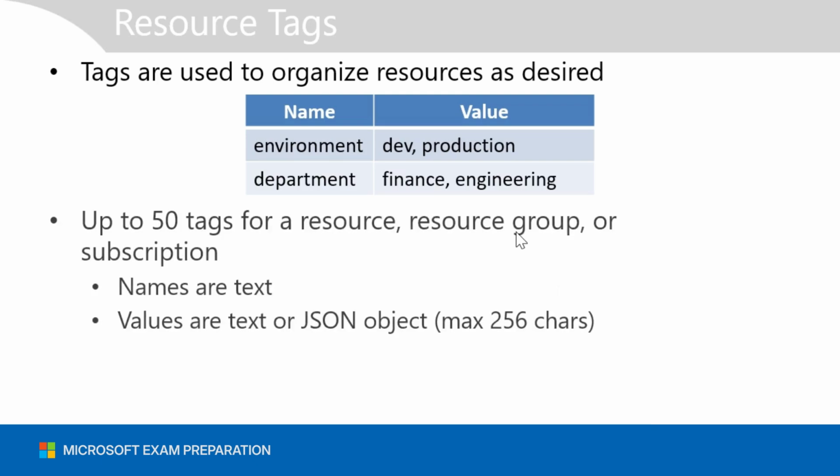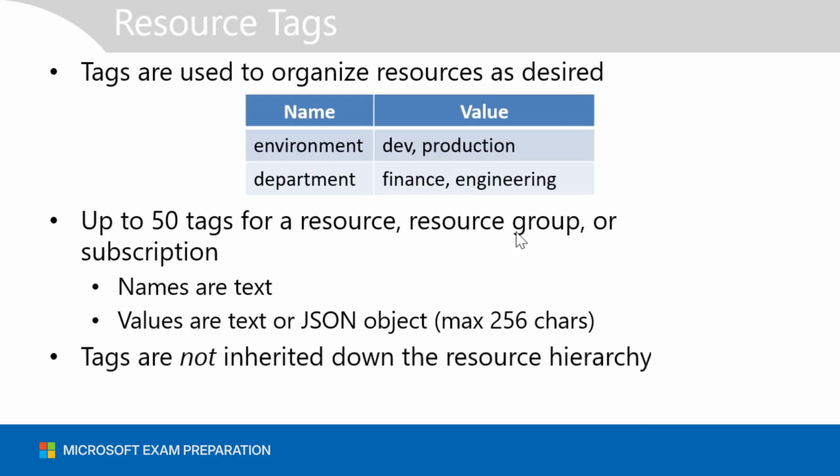So you can have many different tags, in fact up to 50 different tags for a resource or resource group or a subscription. The names are simply text. The values are either text or a JSON object, a small JSON object. And so it's up to you to make sure that you spell things correctly in all places so that things get organized and you can look them up quickly and easily. Unlike resource locks, which we just talked about, which are inherited down the hierarchy, tags are not inherited down the hierarchy. So just know that.